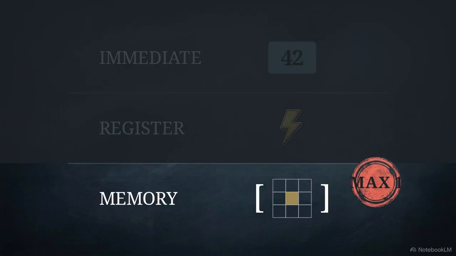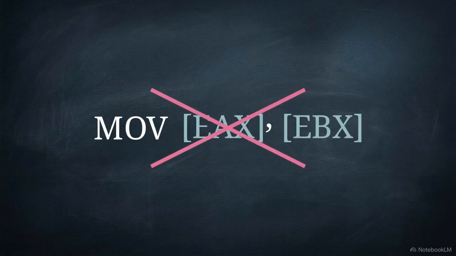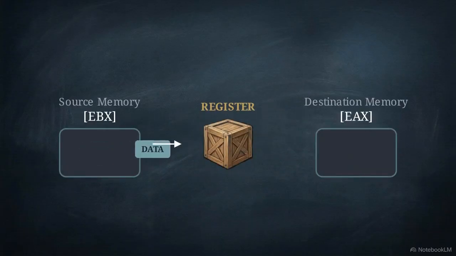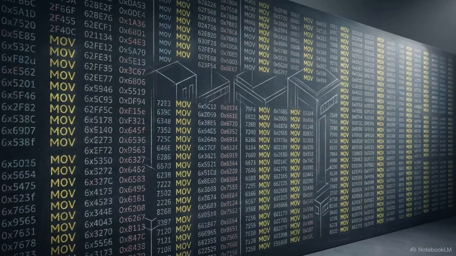The x86 architecture imposes an absolute constraint on memory access. A single instruction can contain at most one memory operand. Because of this rule, MOV [EAX], [EBX] is an invalid operation. You cannot copy data directly from one memory address to another. The data must be routed through a CPU register first. Internalizing these strict syntactic and operand rules is required before you can decode any higher-level algorithmic behavior.